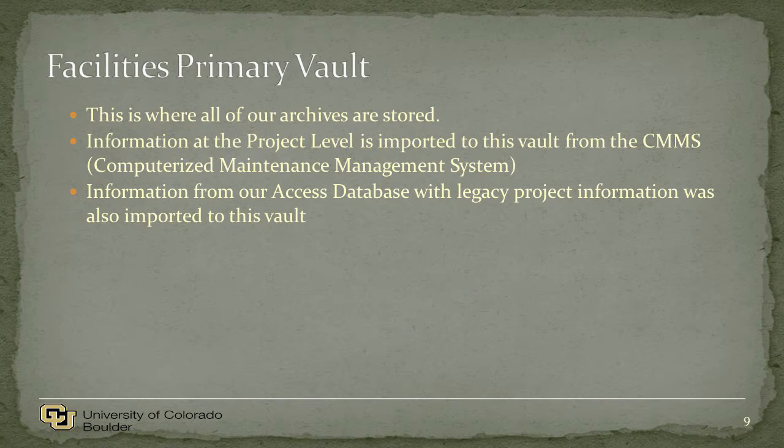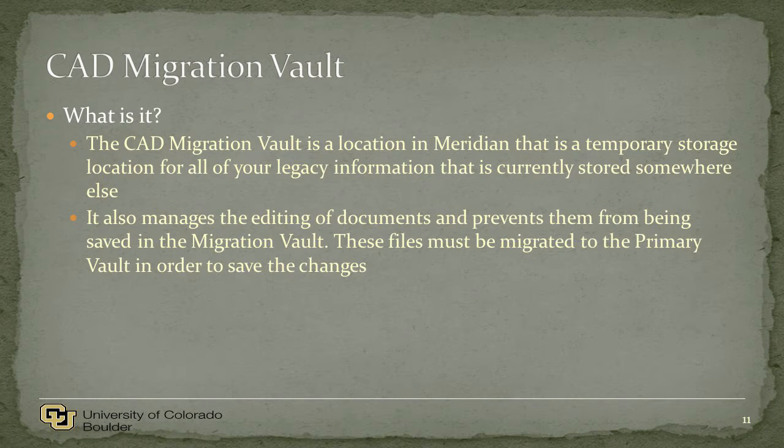I'm talking ahead of my slides here. So let me back up. Primary is where everything is stored, and the information comes from our famous CMMS system when we first start picking the information to put in to Meridian. And we also were able to batch load our Access database from our old CAD system into there.